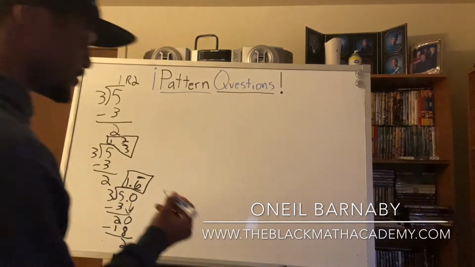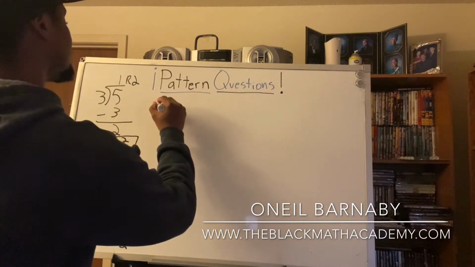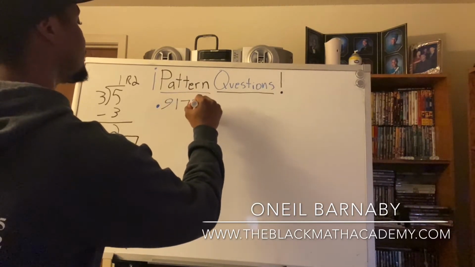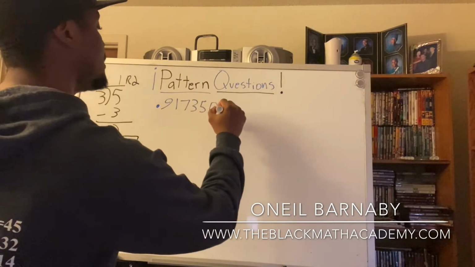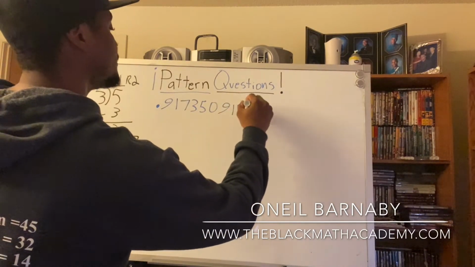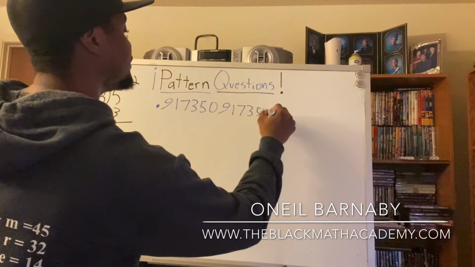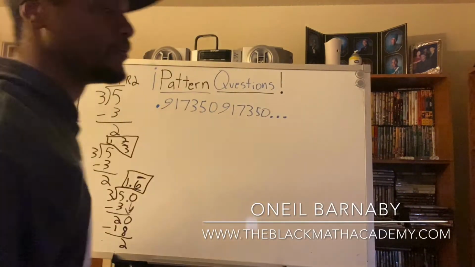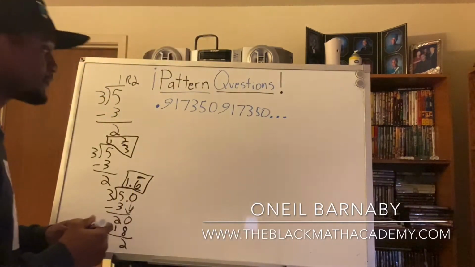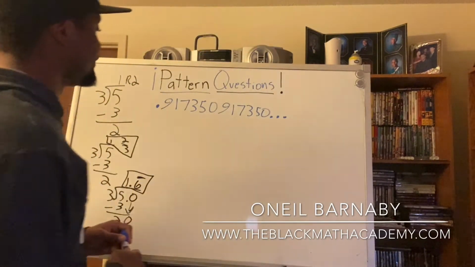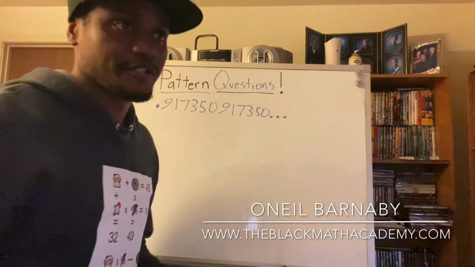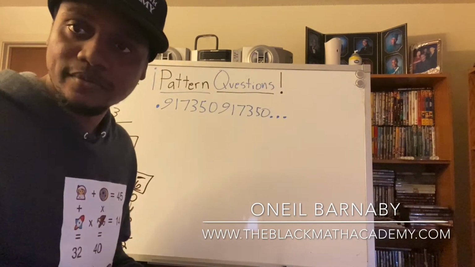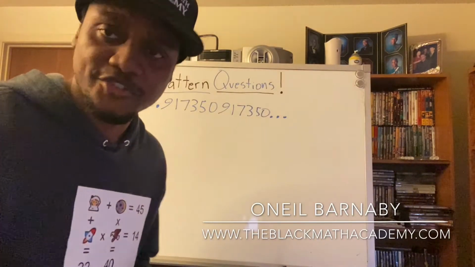Let's say you had a decimal. This decimal is 0.917350 917350 ... So it continues that pattern infinitely. And let's say we're trying to find, like, the 56th spot in this pattern, let's just say.